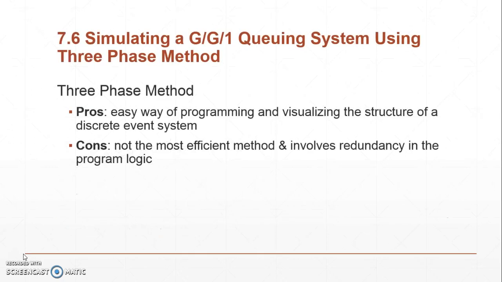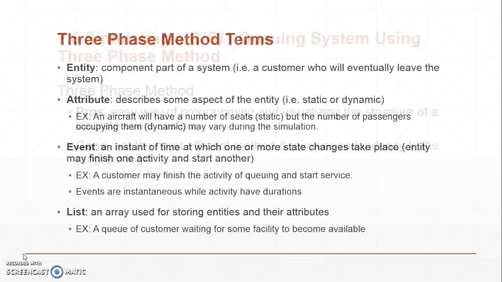Chapter 7 talks about simulating a GG1 queuing system using this three-phase method. There are some pros and cons with this method. It's not the most efficient method, and it involves a lot of redundancy in the program logic, but it's a super easy way of programming and visualizing the structure of a discrete event system, so that's the one that the book decides to use.